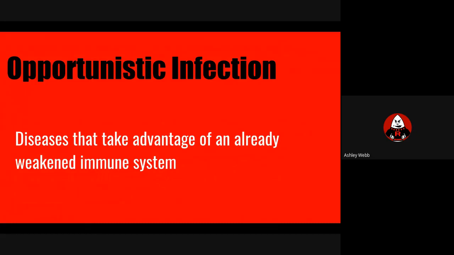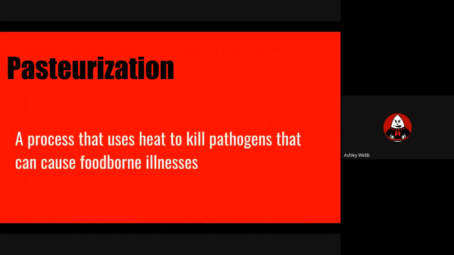But someone that already has a weakened immune system, maybe because they're on chemo, maybe because they have horrible asthma, maybe because they have a lung issue already. Those are those types of already weakened immune system, and those infections are going to take advantage of it. Pasteurization. This is something I think about milk when I hear this. Okay, but it's a process that uses heat to kill pathogens that can cause foodborne illnesses. So milk, cheese, all those things are pasteurized so that we do not get sick from any of those pathogens that are in there. Portal of entry.